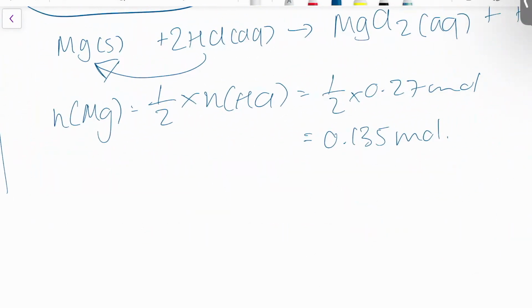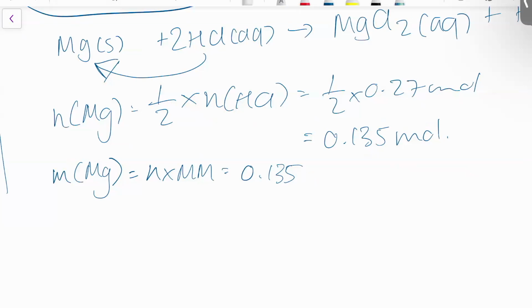So that's the moles of magnesium. Mass of magnesium is going to be moles times molar mass, 0.135. Molar mass of magnesium, 24.31. Confirm for me if that's correct, 24.31. 24.30, 24.31 grams per mole. Thanks, Cody. So moles cancels out. What do we get for grams?